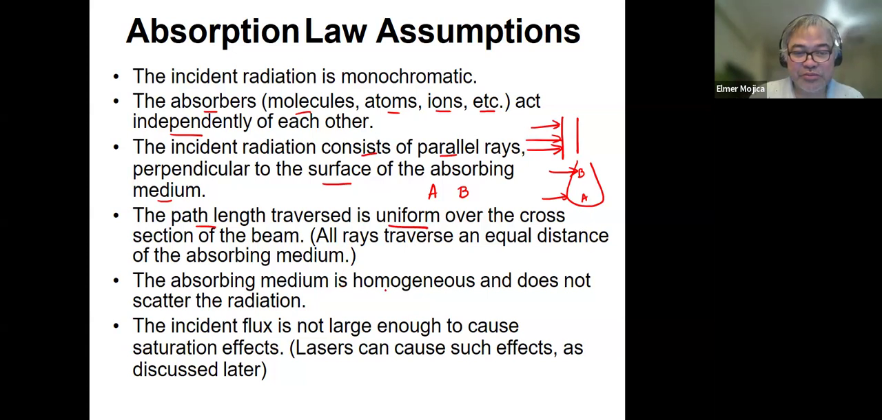And then the absorbing medium is homogeneous and does not scatter the radiation. So what does it mean? Ano kailangan yung sample mo? What does this statement tell us? Okay lang may solution, okay lang solution as long as wala siyang solid particle, because the solid particle can scatter the radiation. So you want it to be just homogeneous, the same color.